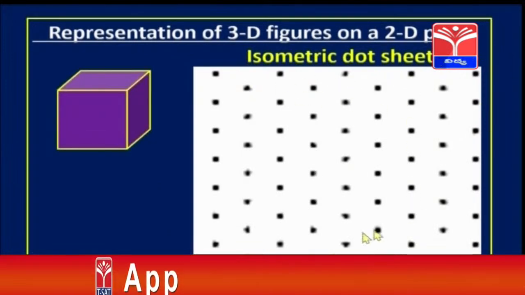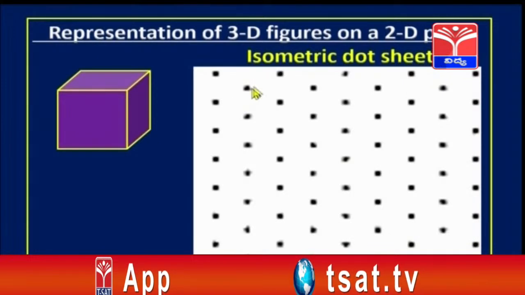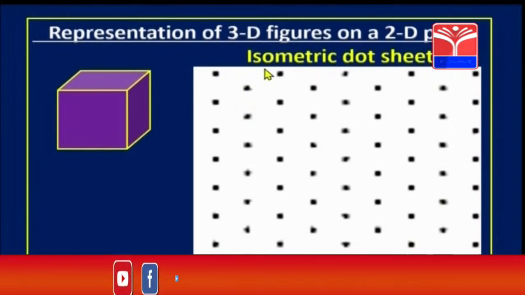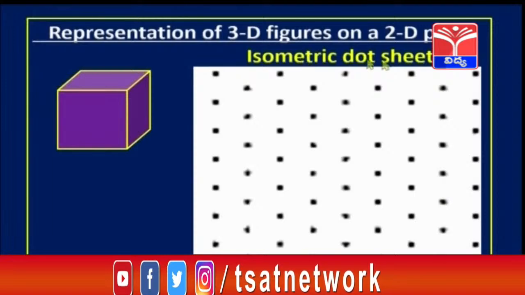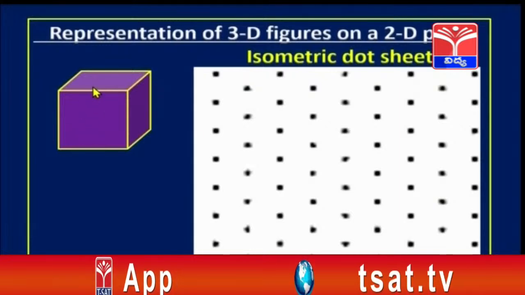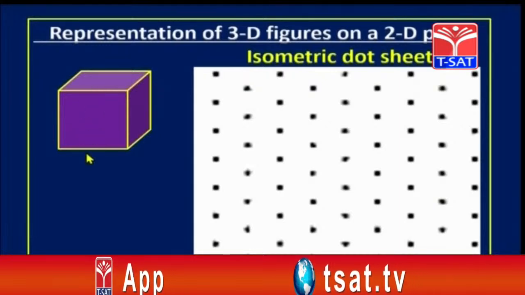This is the isometric dot sheet. Children, here you can observe that the two dots are separated with equal distance. These two, or these two, are separated with equal distance, and this dots paper is called an isometric dot sheet. Children, how to draw this cube on an isometric dot sheet? See, children, this cube has 1 unit as the side.